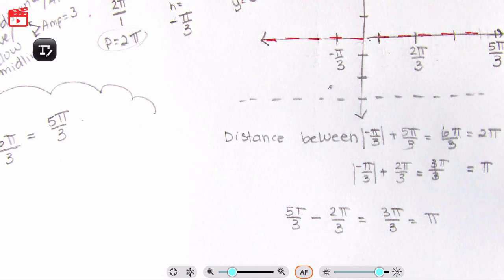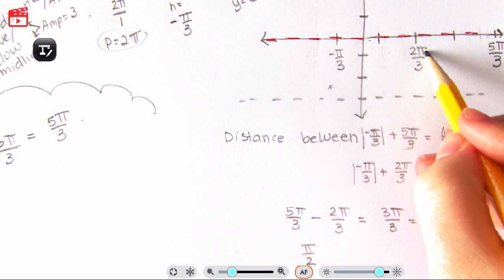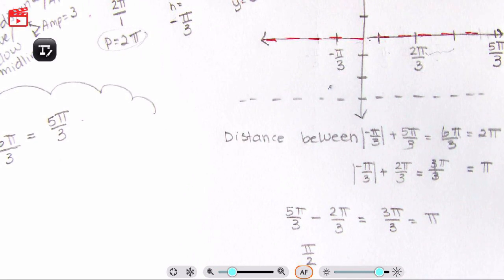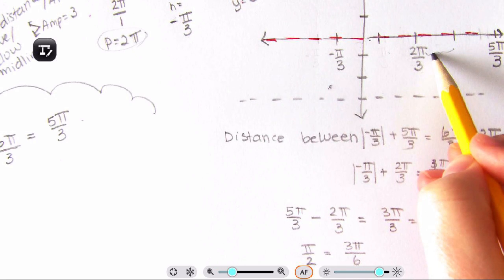So what is half of that? I want to go the distance of pi halves. That's what I want to go. Well, the distance of pi halves would be a little weird because I have the denominators the same. So pi halves is the same thing as going 3 pi sixths. So I need to add 3 pi sixths here.